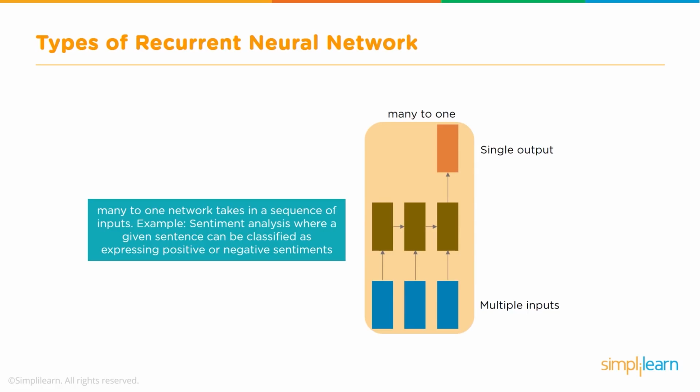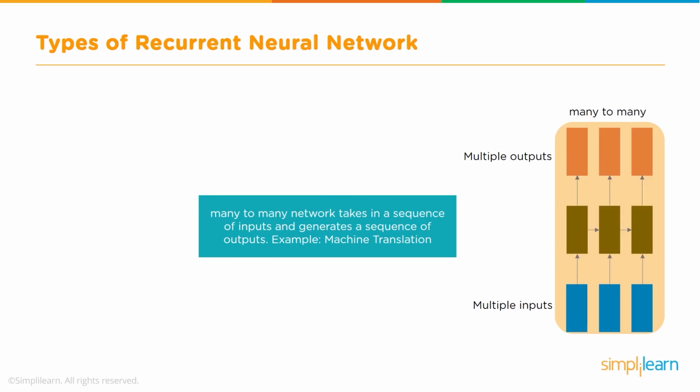Then we run one-to-many, so you have a single input, and you might have multiple outputs. In this case, image captioning, as we looked at earlier, where we're not just looking at it as a dog, but a dog catching a ball in the air. And then you have many-to-one, which takes in a sequence of inputs. Examples: sentiment analysis, where a given sentence can be classified as expressing positive or negative sentiments. And we looked at that when we were discussing, if it rains, look for a rainbow. So positive sentiment, where rain might be a negative sentiment if you were just adding up the words in there.